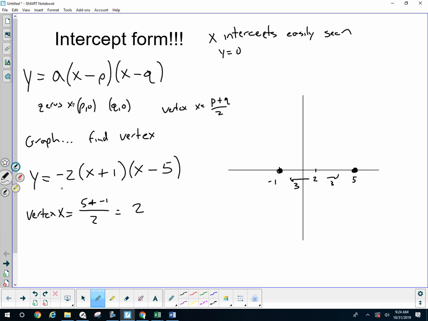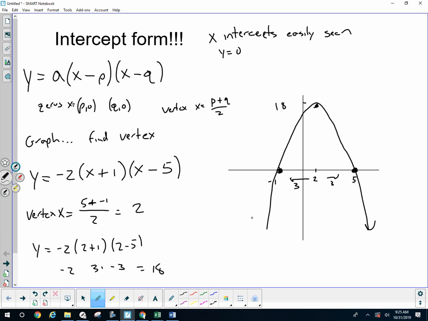All right. Now, again, I didn't have to know that it opens upward or downward, because if my vertex is at x equals 2, my y will be -2 times 2 plus 1, 2 minus 5. This is 3. That's -3. This is -2. So this is -9 times -2. That's going to be positive 18. And you can do that with your calculator. That means my vertex is up here at 2, 18. Well, you can see it's got to open downward, though you should have known that it opens downward. Okay? Let's do another one, please, and then we'll switch gears.